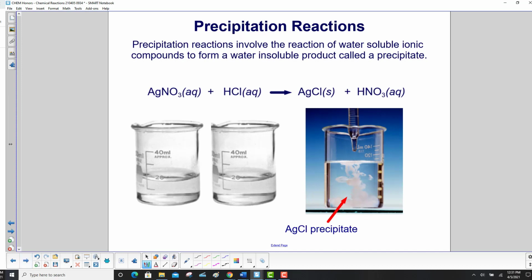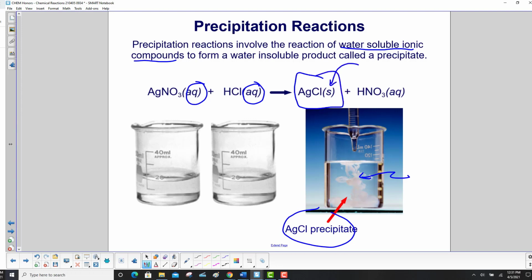Precipitation reactions involve the reaction of water-soluble ionic compounds, and that's what this aqueous means over here, to form a water-insoluble product called a precipitate. So this cloudy white stuff you see here, that's silver chloride. S means solid, which means it's a precipitate. And then we have the HNO3, which is still aqueous, that is still in solution.